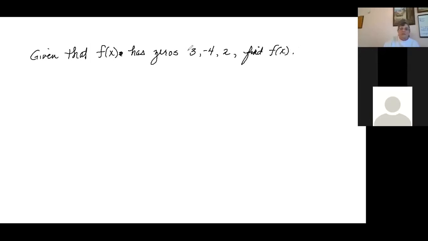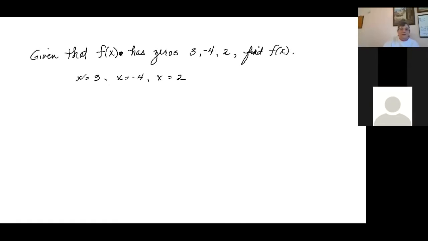Given that f of x has zeros, let's say 3, -4, and 2, find f of x. If these are the zeros, then working backwards, we're saying x equals 3, x equals -4, and x equals 2 are the solutions to this equation that we're looking for that's equal to 0, because these are the zeros, so they make it equal 0.